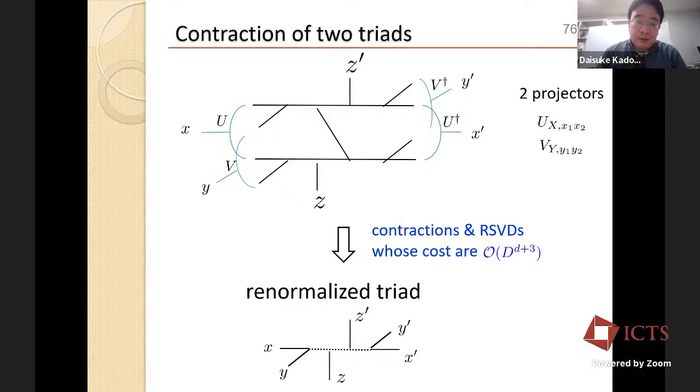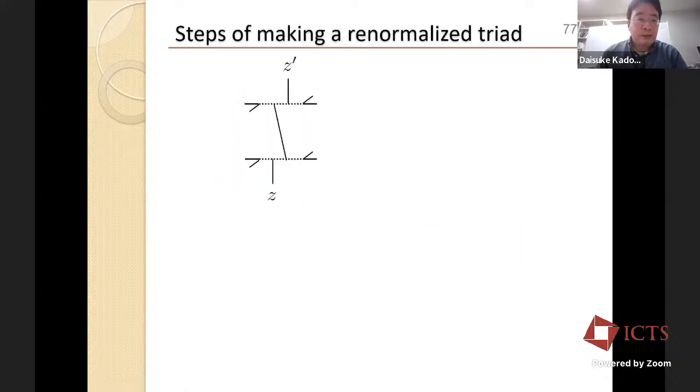And in this step, we need to take some contractions, and it takes D to the D plus 3 cost. So the main computational cost of our triad TRG method is proportional to D to the D plus 3. Okay, so I'll skip this page.